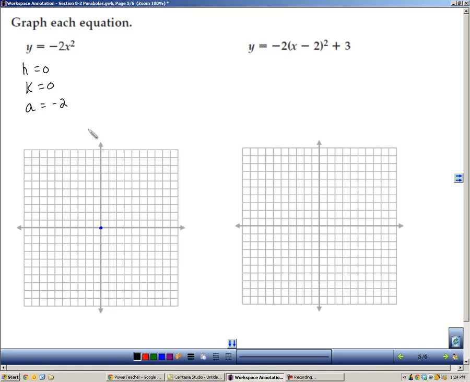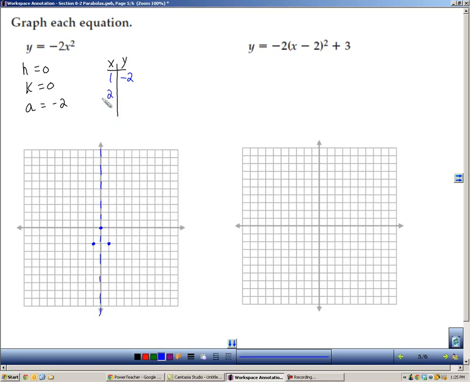Now what I can do to find some other points is make a table of values and then use some symmetry. Well, I know (0, 0) is this point, so if I plug a 1 in for x, I'm going to get a -2 for y. So I can put that point there. And because the axis of symmetry goes right through the middle, right on the origin here, I know that there has to be a symmetrical point on the other side.